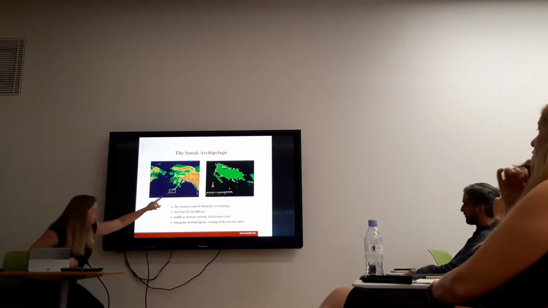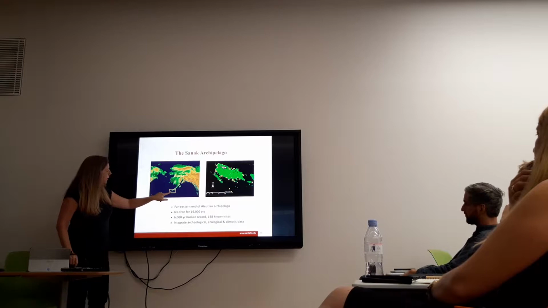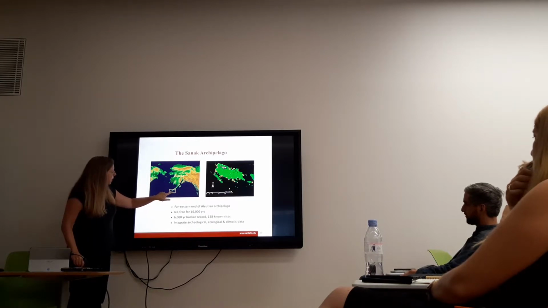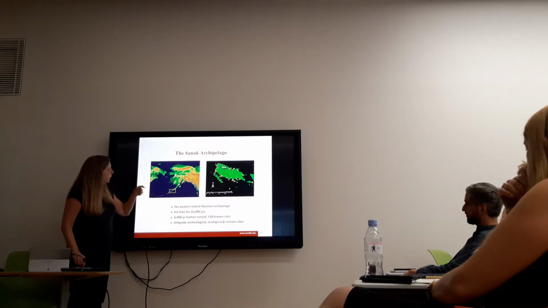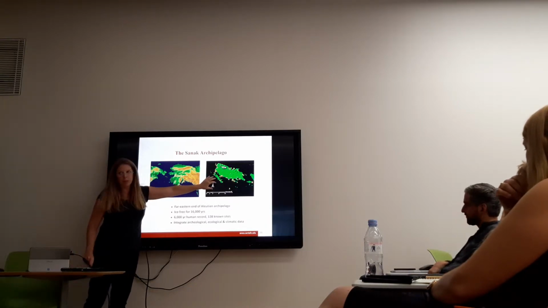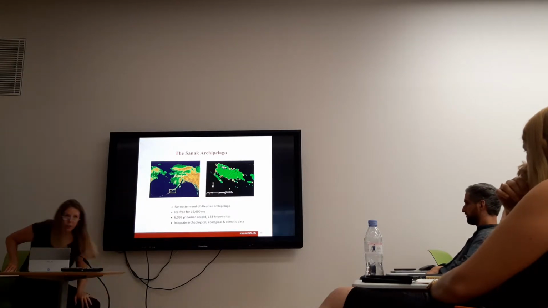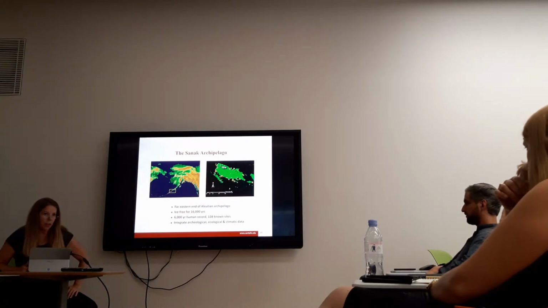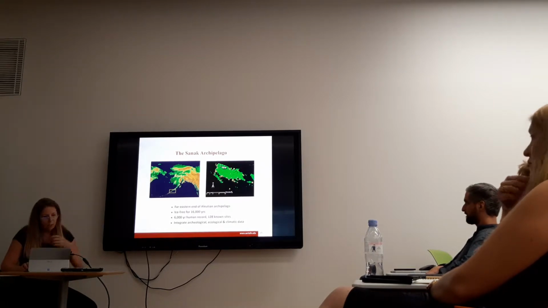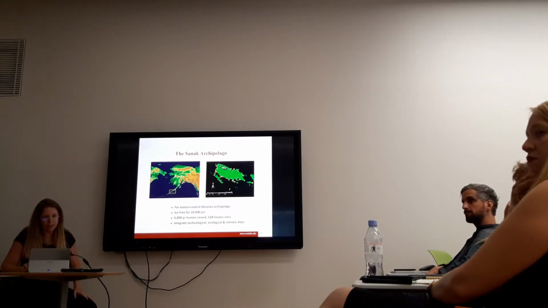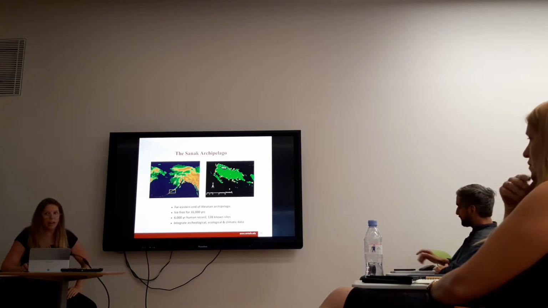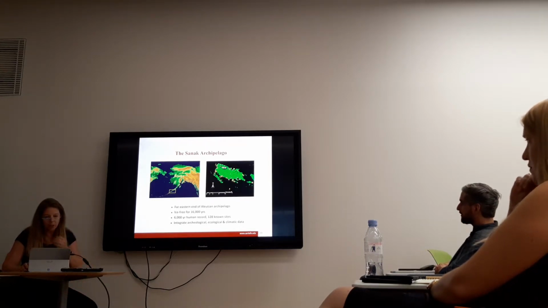This work was based in the Sanak Archipelago, which is very close to the tip of the Alaskan Peninsula, and this is a close-up of the little teeny sub-archipelago of Sanak. The yellow dots show every single archaeological home site on the island. This area has been ice-free for 16,000 years, and Sanak in particular has a 6,000-year human record, with 128 known sites.